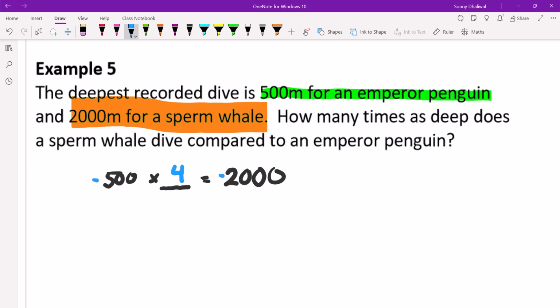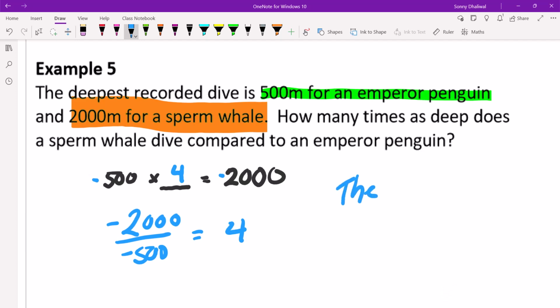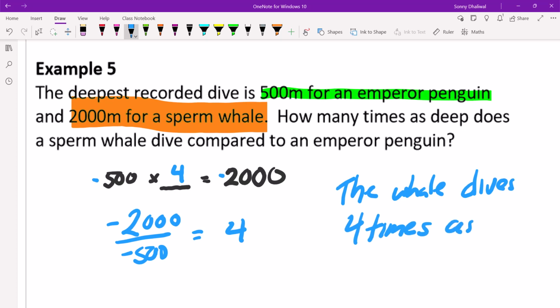And I think Alice was saying we could write these as a division statement as well. How would that be as a division statement? 2,000 divided by 500 equals 4. Or we could go negative 2,000 divided by negative 500 equals 4. So we could have done it two different ways. Good. And we just give it a little statement. That's the only thing we're missing: the whale dives 4 times as deep as the penguin.